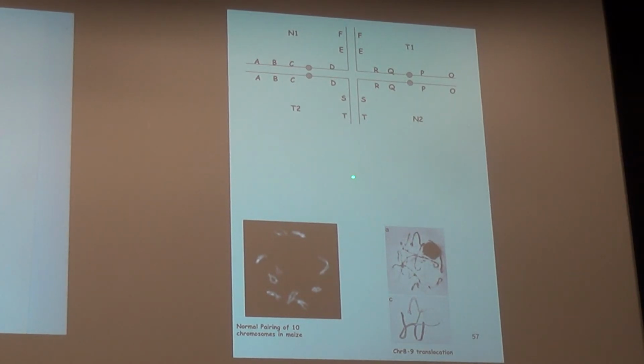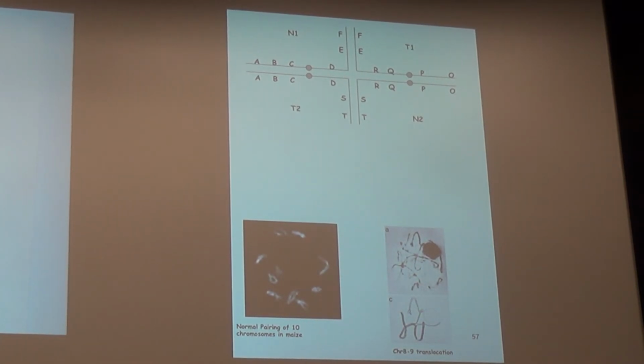So imagine you have a spindle here, and you have a spindle here. This spindle here will attach to this centromere and this centromere. The spindle over here will attach to this centromere and this centromere. That's one possibility. So let's draw the centromeres. And let's imagine there is a spindle here and a spindle here. So this spindle will attach like this. This spindle will attach like this. And it will pull the 2 chromosomes apart.